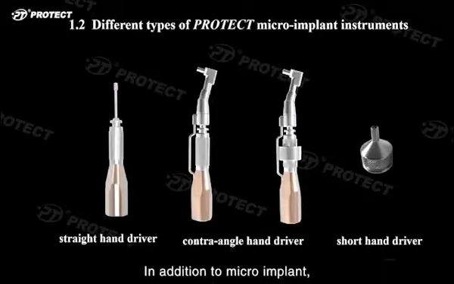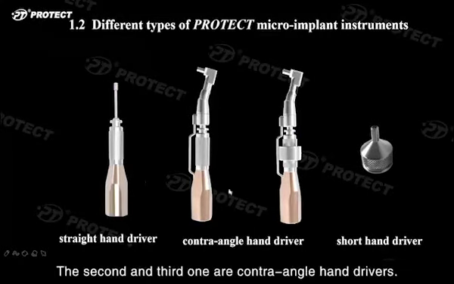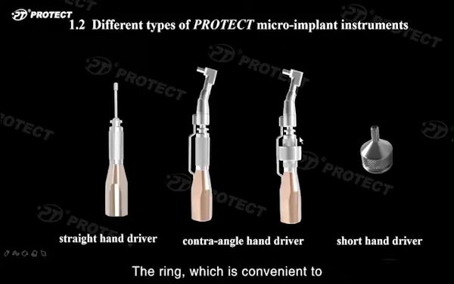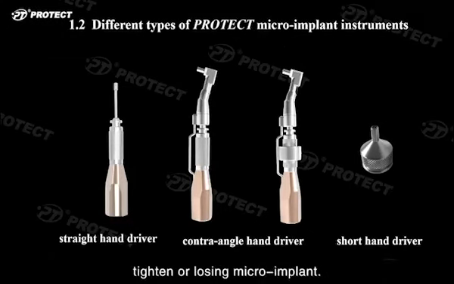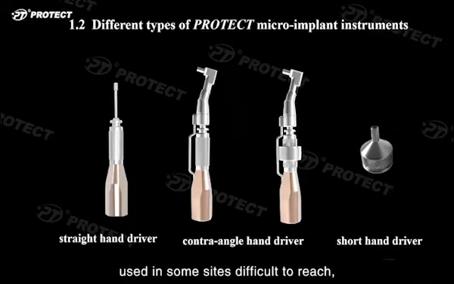In addition to micro-implants, the instruments are also indispensable. This is a straight hand driver. The second and the third one are contra-angle hand drivers. The difference between them is this part, the ring, which is convenient to tighten or loosen the micro-implant. The fourth one is a short hand driver, used in some sites difficult to reach, such as palatal oval bone.